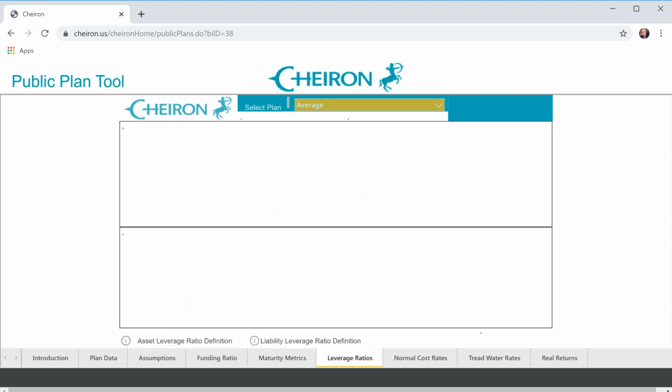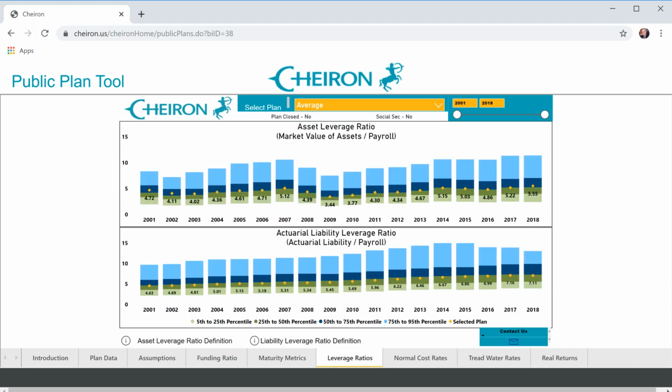And if we switch to the next tab, which is the leverage ratios, or some people refer to these as volatility ratios. And these ratios are not as intuitive as the support ratio or the net cash flow, but they are actually more meaningful. The asset leverage ratio, which is shown in the top, is the market value of assets divided by payroll. Plans with higher ratios are more sensitive to investment risk.